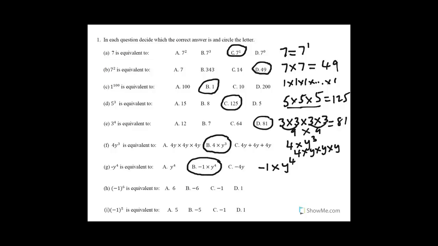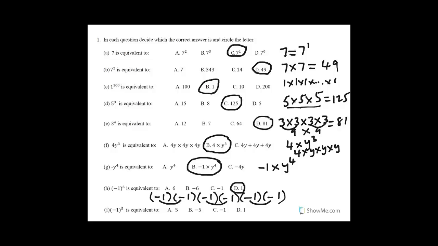Negative 1 to the power of 6, the 6 is telling me to multiply negative 1 by itself 6 times. We don't need the multiplication sign. There we go. Now, every 2 negatives will make a positive. So we get 3 positives, times them by each other, it's a positive, and 1 times itself, doesn't matter how many times, will give you a positive 1. So D was the correct answer.